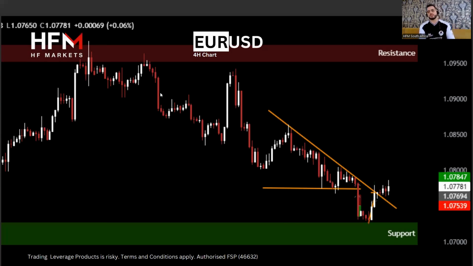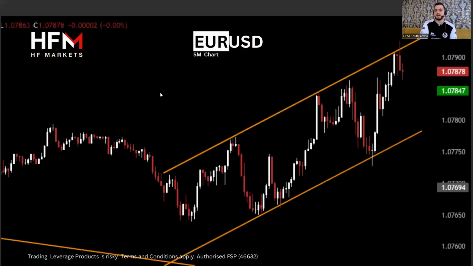We still have that descending triangle. We just extended that trend line a little bit further. And again, we can see it's been broken. We're still bouncing off that support. So from a technical perspective, the possibility for a buy on this specific event is still our best option. So let's drop down to a 5-minute time frame and now have a look.